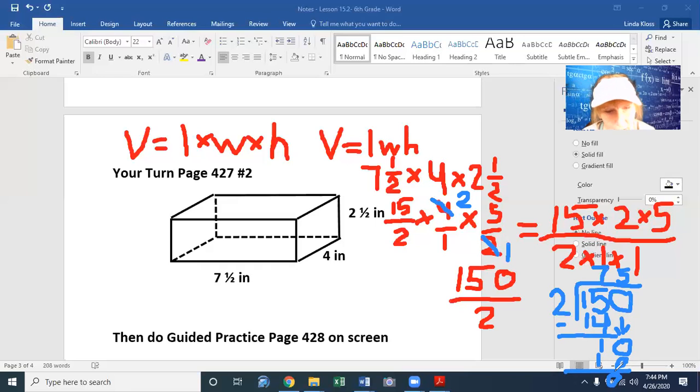So the answer then is, what is the volume of this right rectangular prism? The volume is, what do you think? Yes, 75. 75 what? Should I write inches?